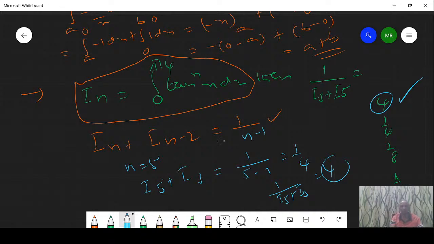We should be careful, you see. By mistake I used n plus 1, which means I got a different answer. I remember I n plus I n minus 2 will be 1 by n minus 1. It will be 1 by 4. Take the reciprocal, 1 by this, and the answer is 4. That is an important problem. Right? I think it is clear. That will be the option.